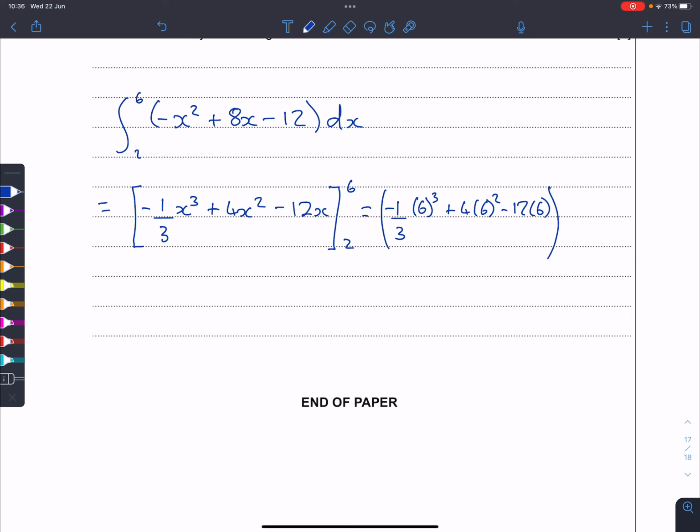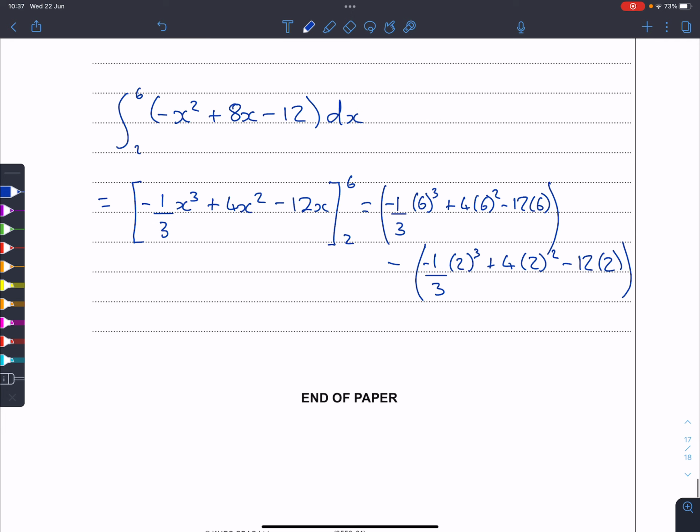And I want to subtract what we get when we put 2 in. Now I'm running out of room a little bit, so I'm going to have to go underneath. So subtract what I get when I put 2 in. So that's negative 1/3 lots of 2 cubed plus 4 lots of 2 squared minus 12 lots of 2.